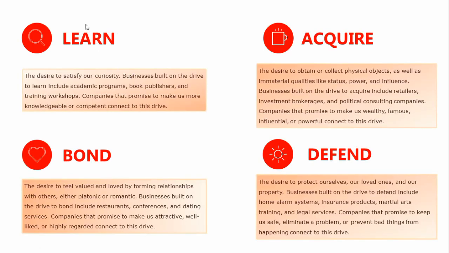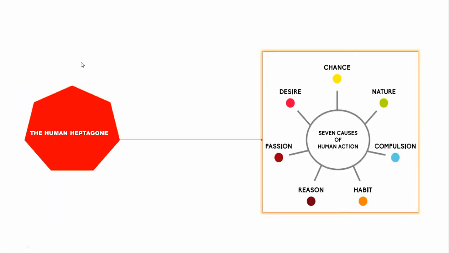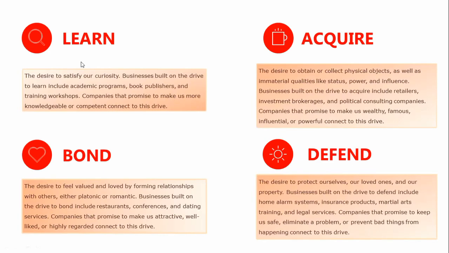So now, after we talked about what Maslow misses in his theory, I'm going to introduce you to some functions of the humans. So we introduced the human brain first, the Maslow pyramid, and the functions of humans. Now let's take, for example, some functions of the humans and how to apply them in your business. For example, the learning function. We have the desire to satisfy our curiosity. Therefore, there are businesses built on the drive to learn.